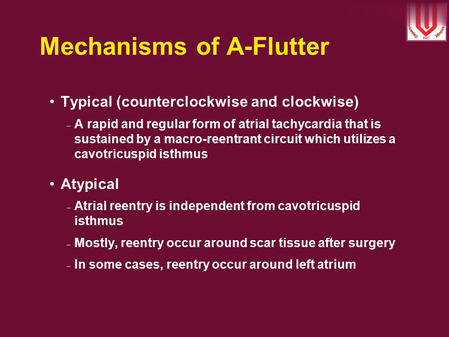A macro-reentrant circuit can be defined as an arrhythmia pathway in which the electrical impulse travels through a relatively large region of tissue. Arrhythmias caused by macro-reentrant circuits often can be cured by ablation of a critical portion of the circuit. Atypical atrial flutter does not use the critical isthmus as used in type I flutter. Macro-reentrant atrial tachycardia occurs frequently after surgery for congenital heart disease.